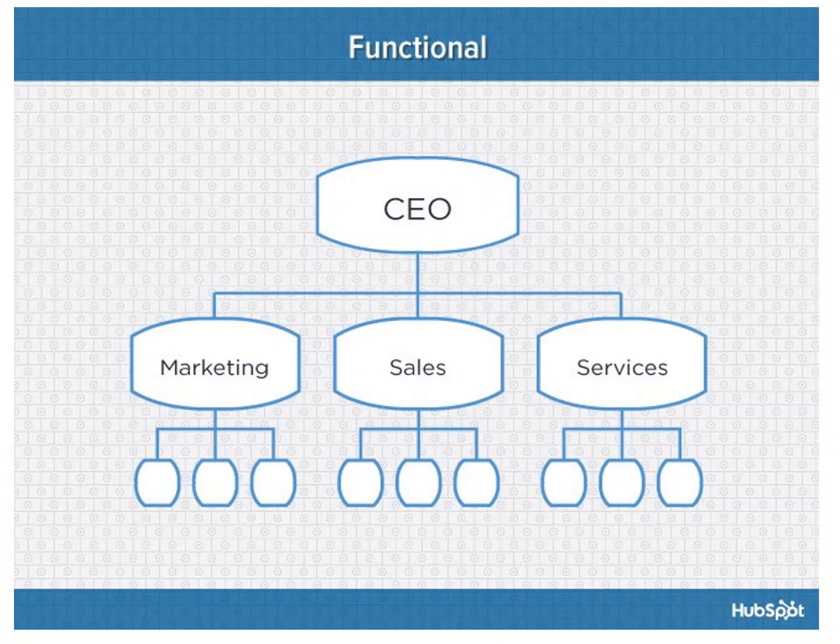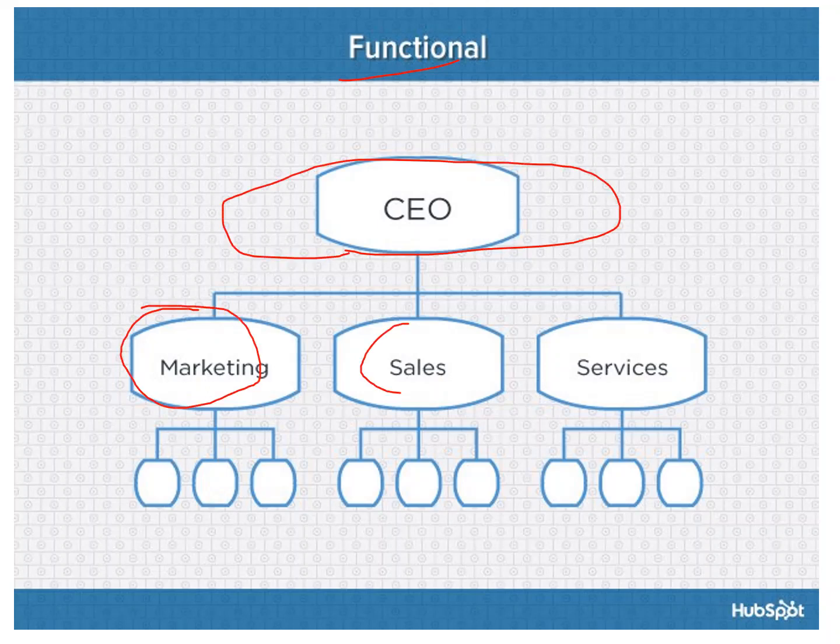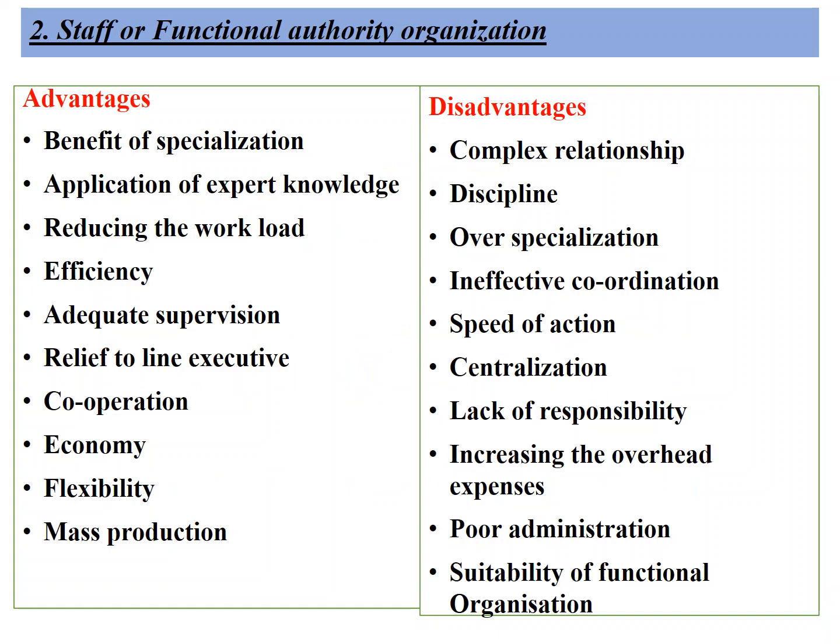So one more functional type of organization is shown to you to clear the idea. Here is the CEO. Under these are functional managers, like marketing, sales, and services. Under them are a few more teams related to these functions, and they have to perform their functions. The advantages and disadvantages of the staff functional authority organization are here.